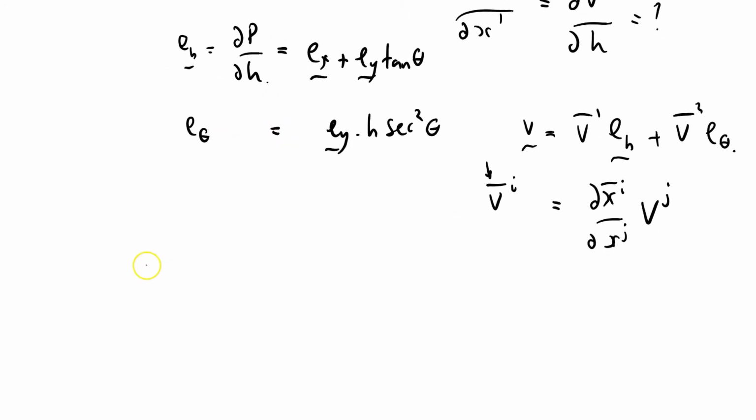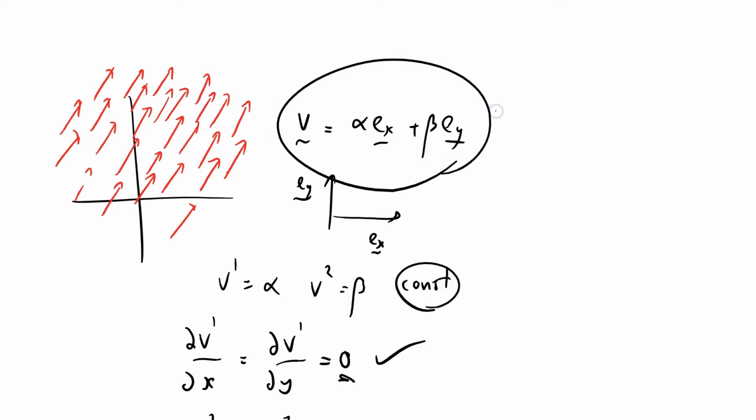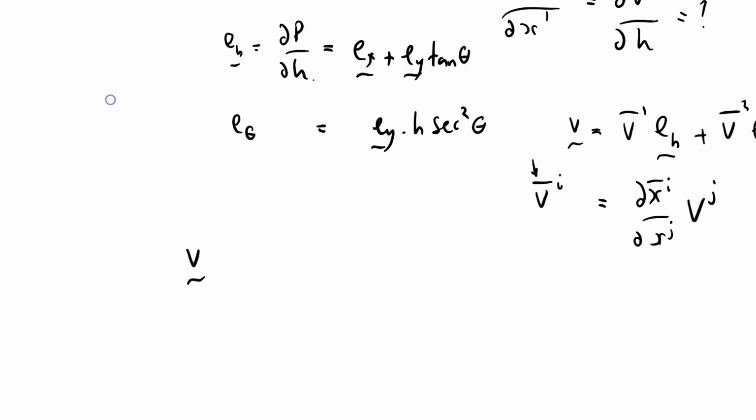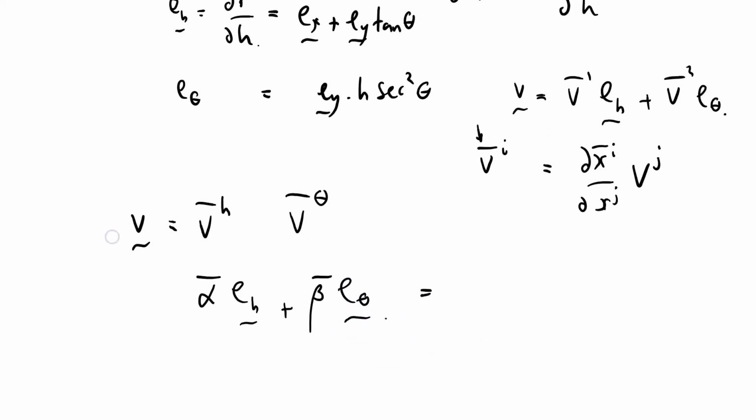So let me just say that v, my vector, is the same vector here all the time. It's this constant vector here, which is this one here. I want to work out what it is in the barred coordinate system. Well, let's just have a think about that. Let's call it alpha bar e_h plus beta bar e_theta. And that is, as a whole, equal to alpha e_x plus beta e_y.